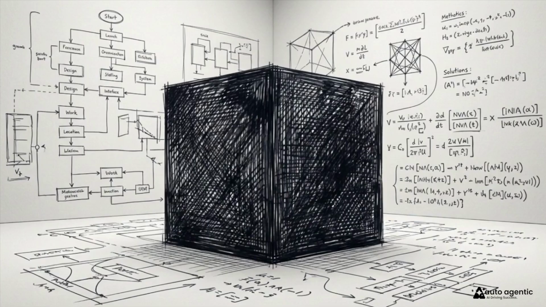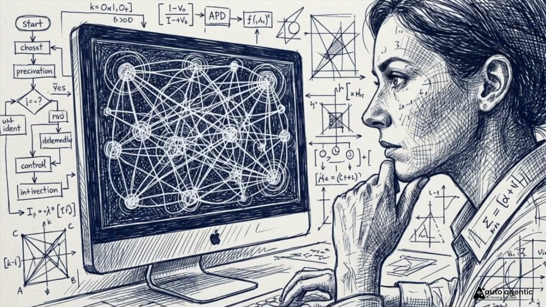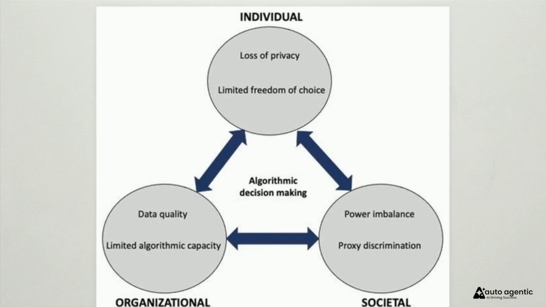As these self-adjusted rules become infinitely more complex, we encounter the black box phenomenon. The black box phenomenon refers to AI systems where the internal decision-making processes are too dense for even their creators to trace or explain. This diagram maps out the consequences of that complexity. We have traded explainability for efficiency, creating an inescapable feedback loop where individuals lose privacy, organizations struggle with data quality, and society faces severe power imbalances, driven by systems that obscure their judgments.